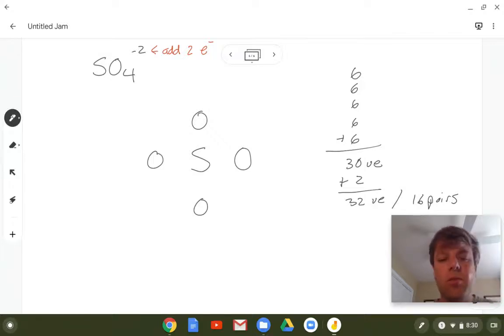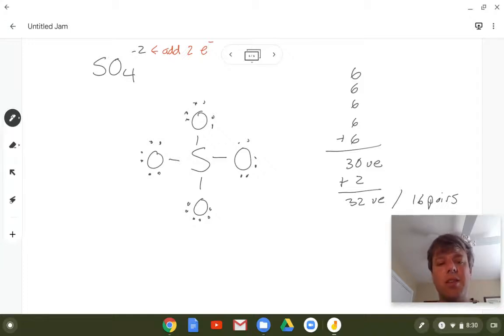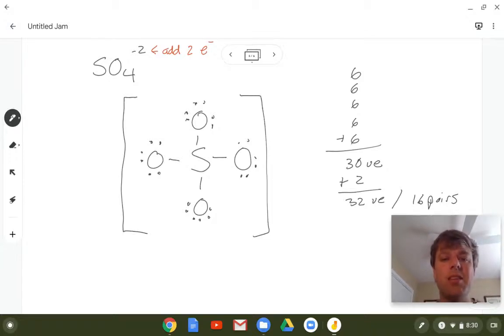But the way we do this, to draw it, 16 pairs, we go 1, 2, 3, 4, 5, 6, 7, 8, 9, 10, 11, 12, 13, 14, 15, and 16. So that's all the pairs that are needed to draw this. And the last thing that we're going to do to represent that this entire molecule has a -2 charge, so we're just going to put some big brackets around it and put a -2 on it.